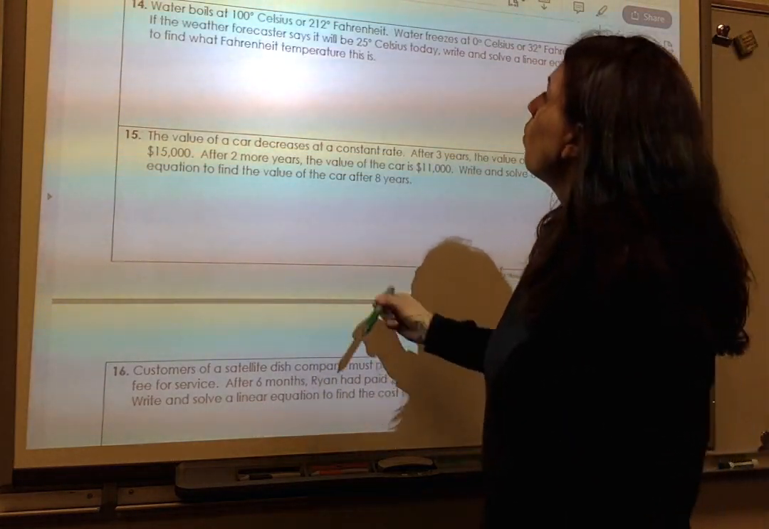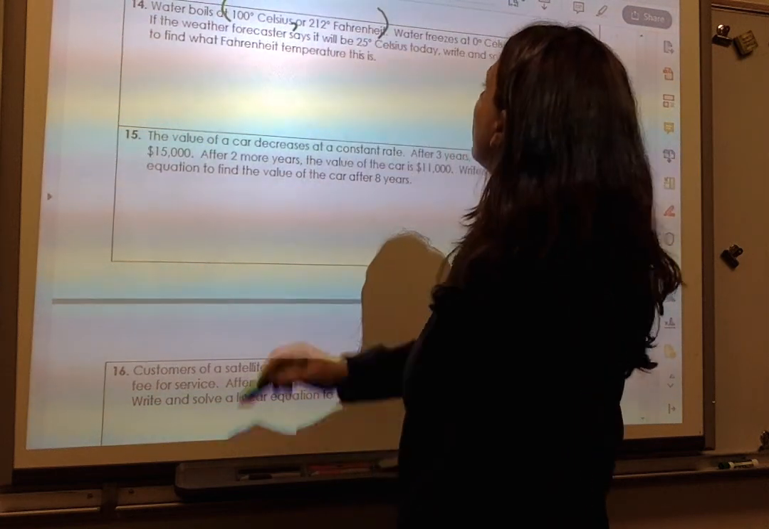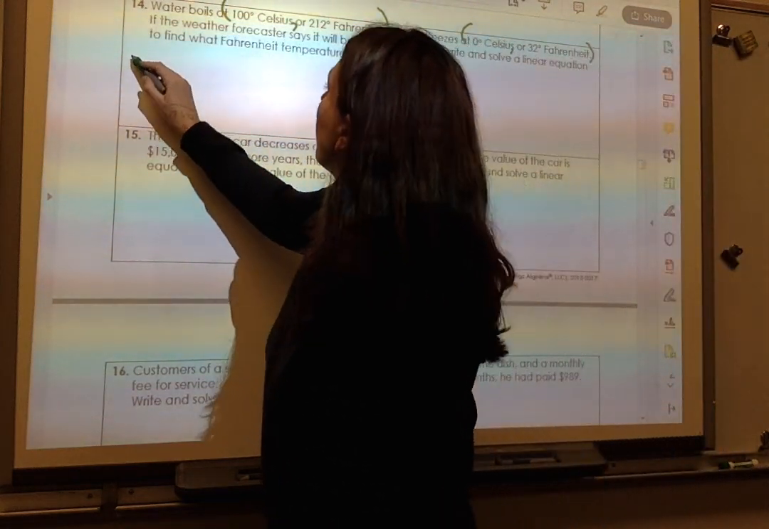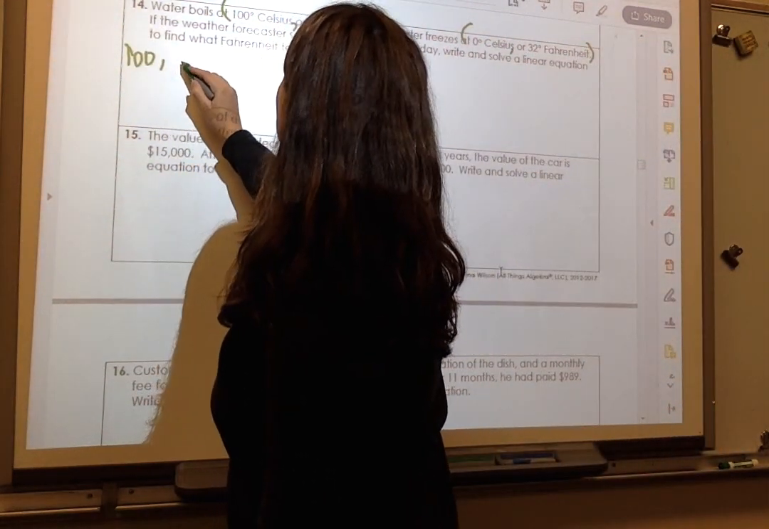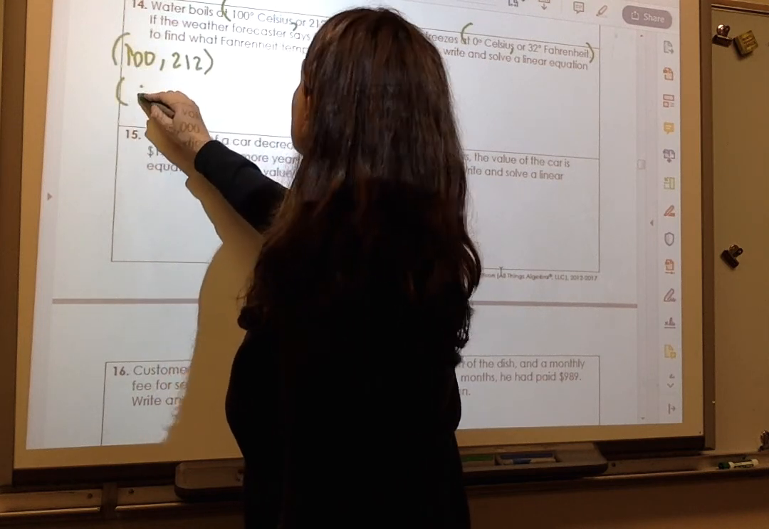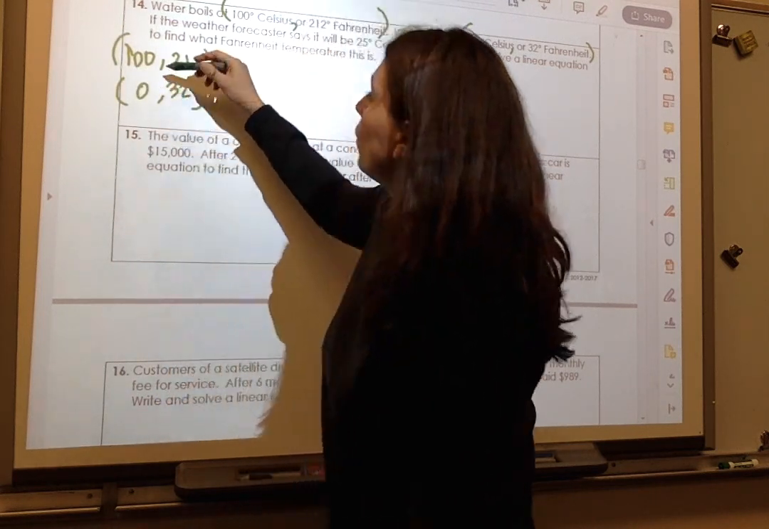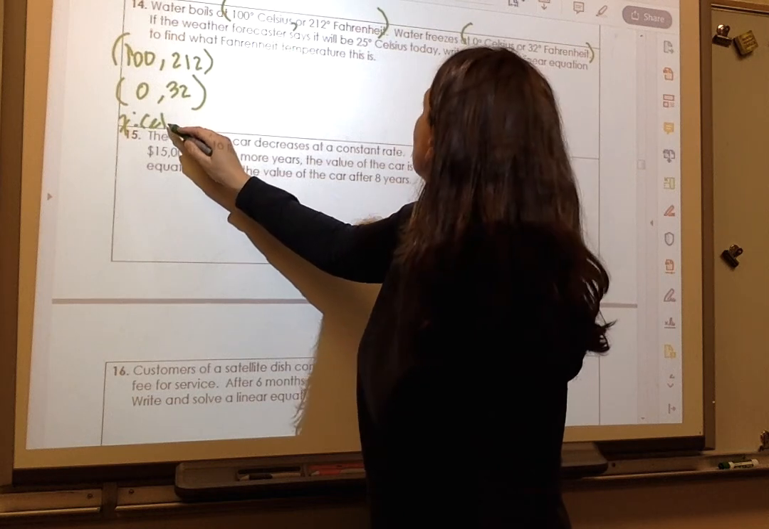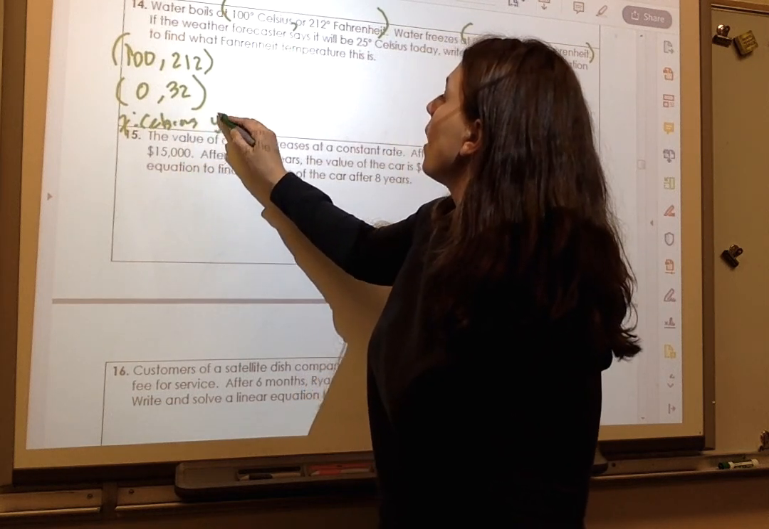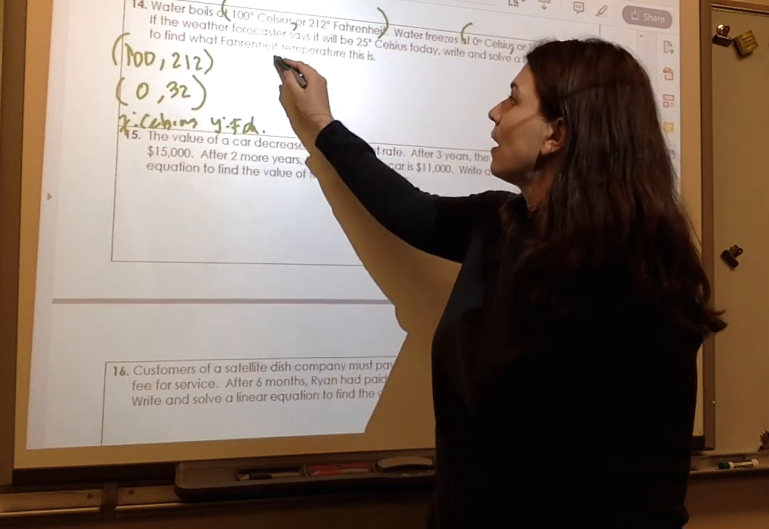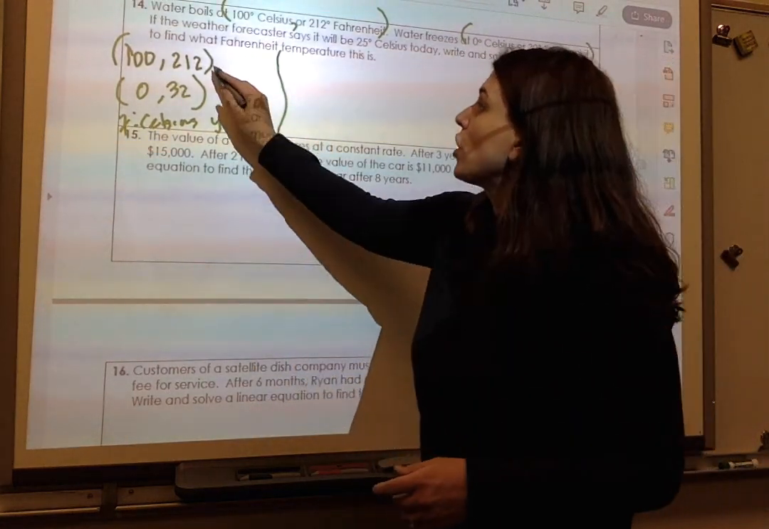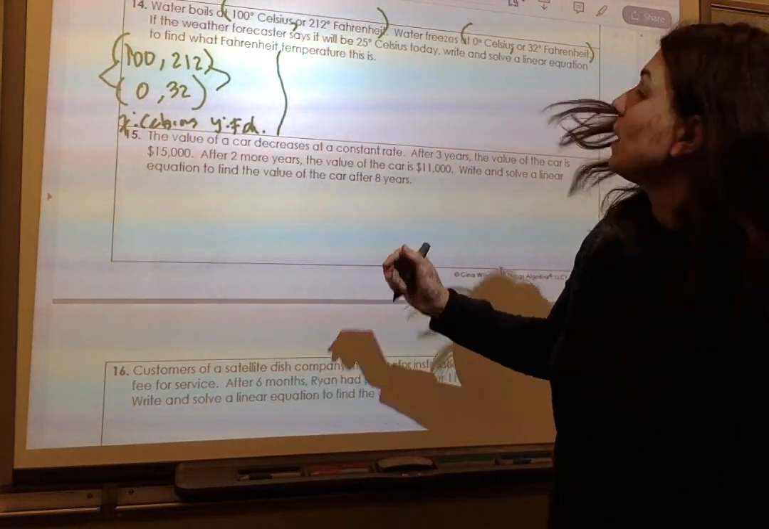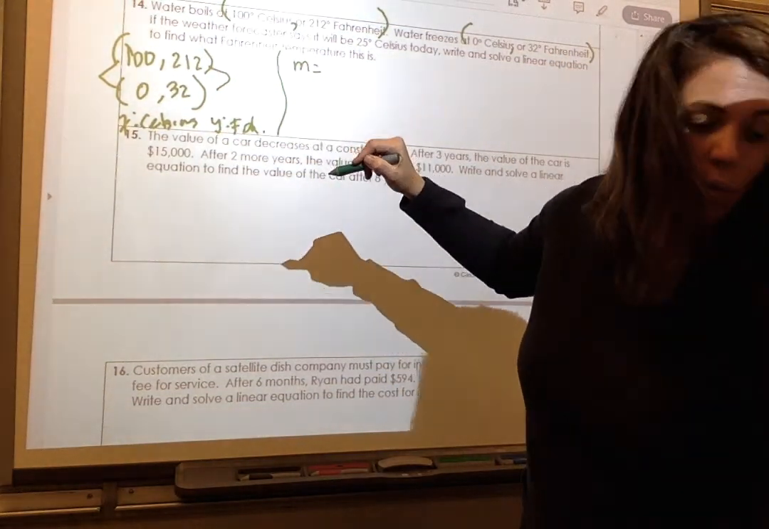Okay, so number 14. Water boils at 100 degrees Celsius or 212 Fahrenheit. Water freezes at 0 Celsius or 32 degrees Fahrenheit. So 100 degrees Celsius and 212, 0 degrees Celsius and 32. So what do 100 and 0 stand for? Your X. Your X stands for Celsius, and your Y stands for Fahrenheit. Okay, that's what X and Y stand for. So remember, slope, change in Y over change in X, and when you do change in Y over change in X, you will be getting a slope of 1.8.